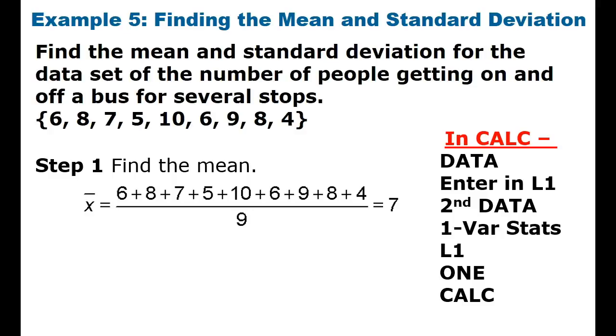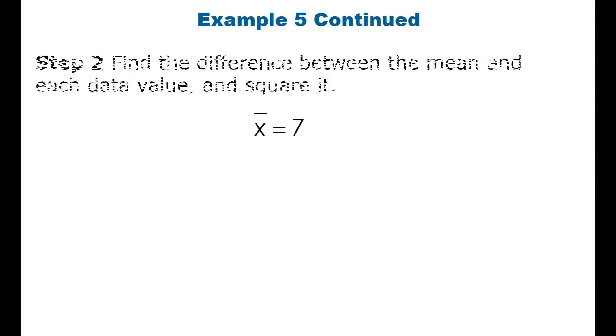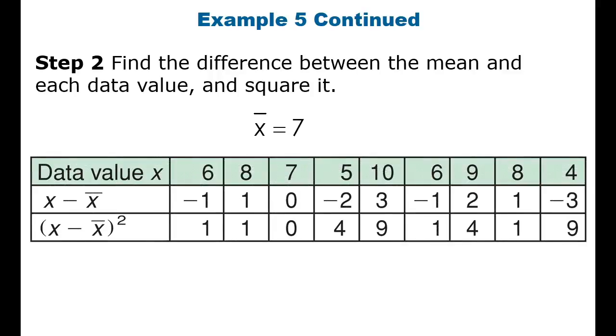In the calculator, remember, enter your data in list 1, choose one variable statistics to get the mean and standard deviation. Now that we know the mean, we need to know how far the mean is from each data value. So I like to make a table. I put all of my data values in the table, all of my x values, and then I subtract the mean from all of those data values. So 6 minus 7 is -1, 8 minus 7 is 1, 7 minus 7 is 0, all the way to the end.